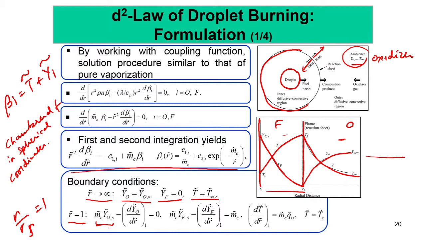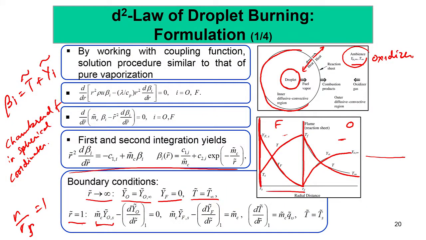If we apply it for the oxidizer, this oxidizer flow is exactly balanced by the diffusion, and there is no net flow of the oxidizer here, because there is no oxidizer condensation into the droplet. Then we will look into the fuel. On the right hand side you have the fuel vapor flux.